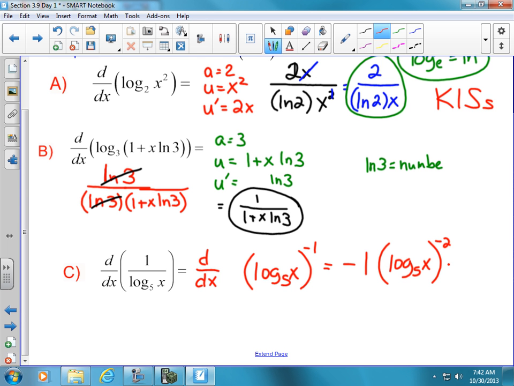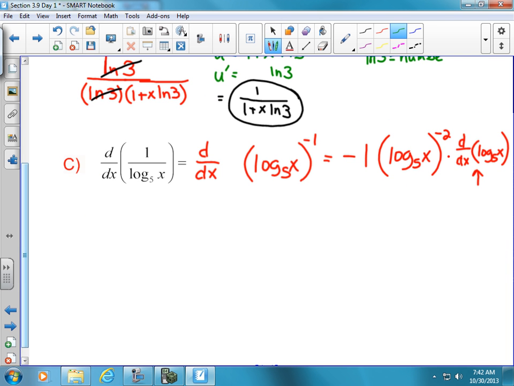And then we're going to have to multiply times the derivative of the log. So you can write that as the derivative of log base 5 of x. Let's figure out what this part is, and then we'll go back and plug that into our equation. Once again, a is 5, u is x, and u prime is 1. So using our fancy-dancy equation, we take 1 over ln of 5 times u, which is x, and then we multiply times 1.